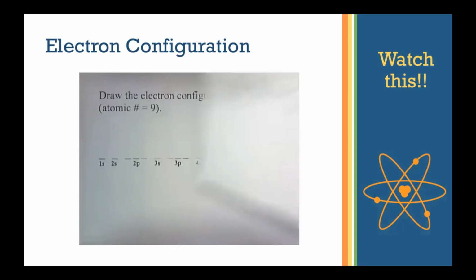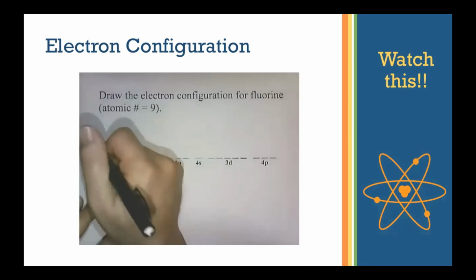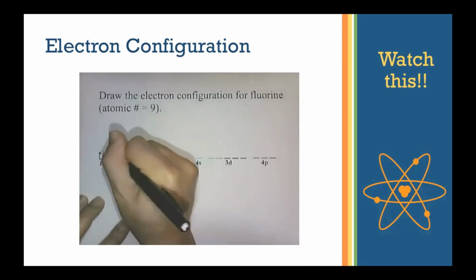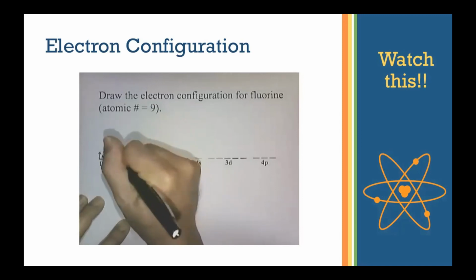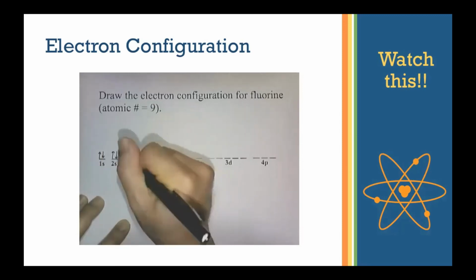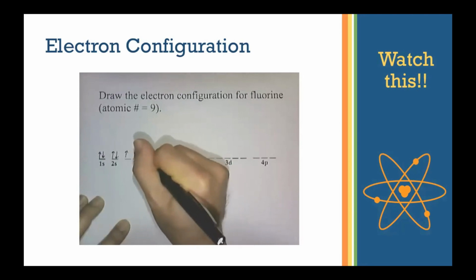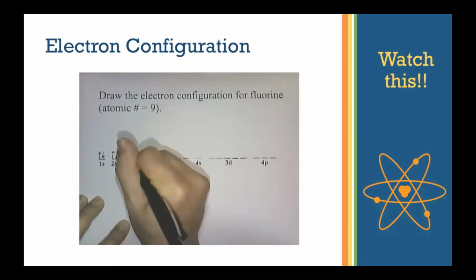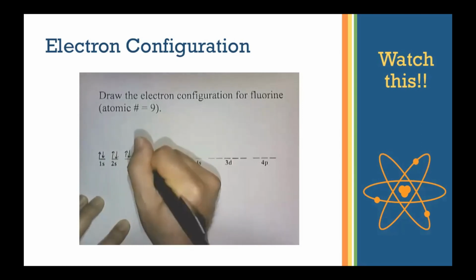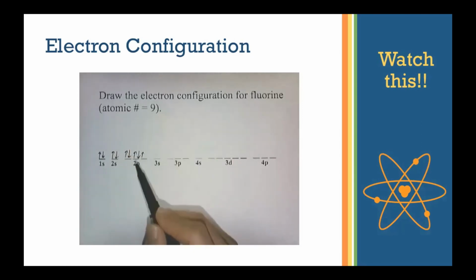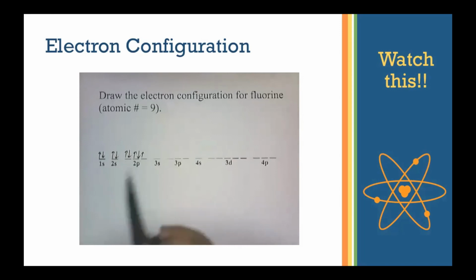Let's do chlorine. 1, 2, 3, 4, 5, 6, 7, 8, 9. And I was able to put the 2nd electron here because all these other ones had at least 1 electron.